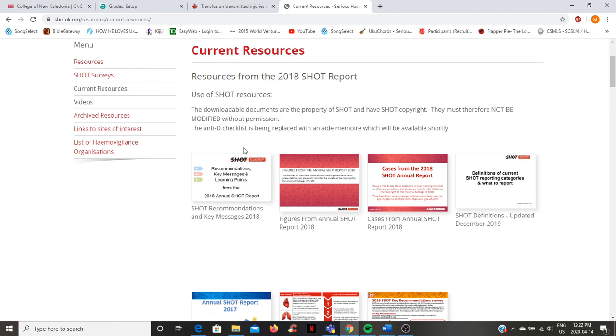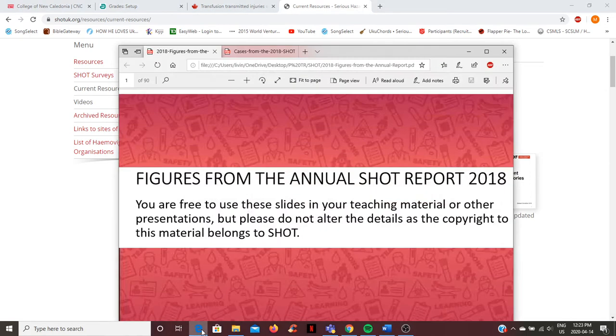Every year they also put out these recommendations, key messages, and learning points. The whole point of having this system for reporting adverse events is to try and prevent them. That's the whole goal here. So by countries tracking these events, every adverse reaction, and then trying to learn from the situations enables, hopefully in the future, less reactions to happen. So let's have a quick look at some of the figures from this annual SHOT report.